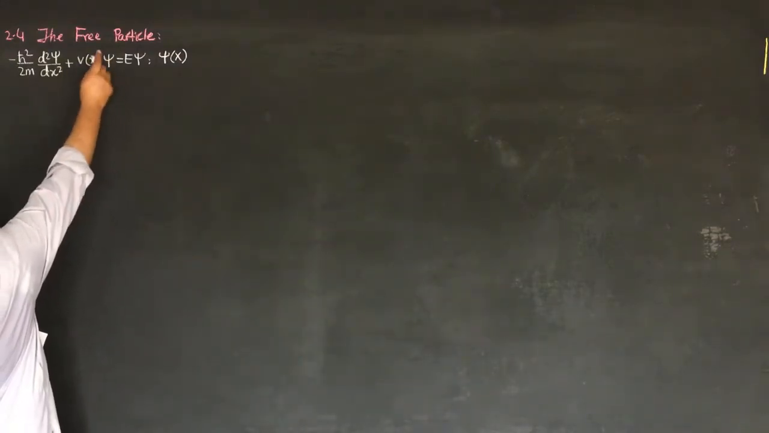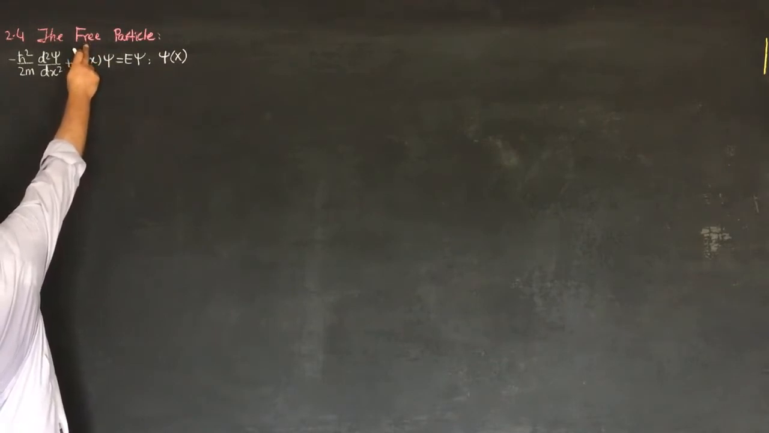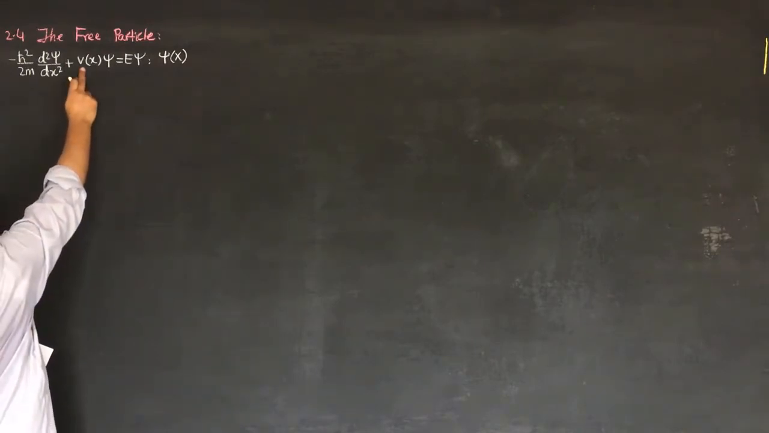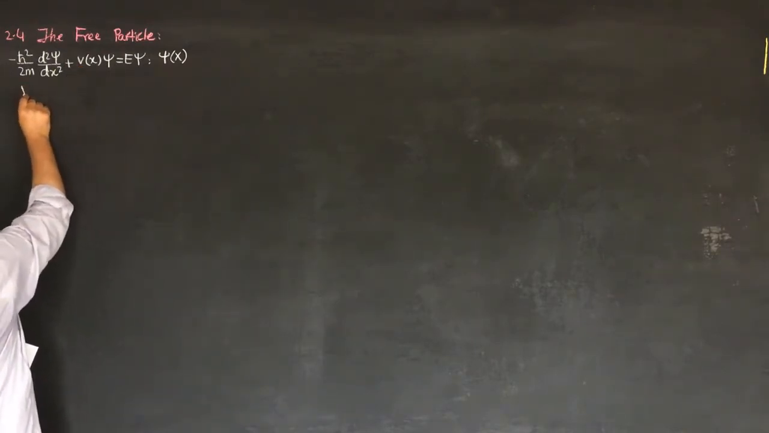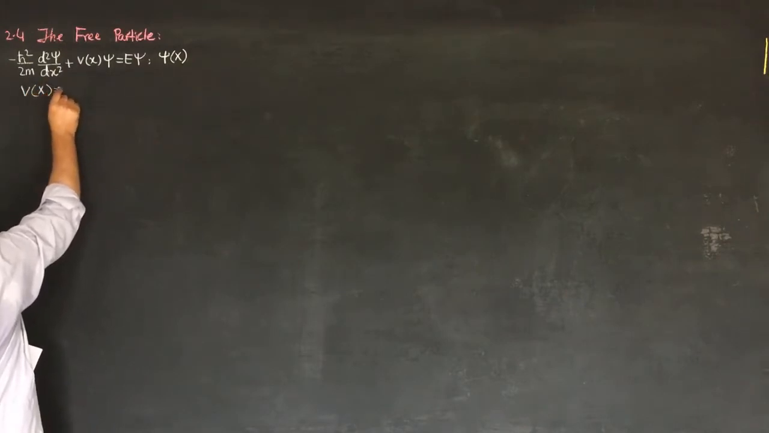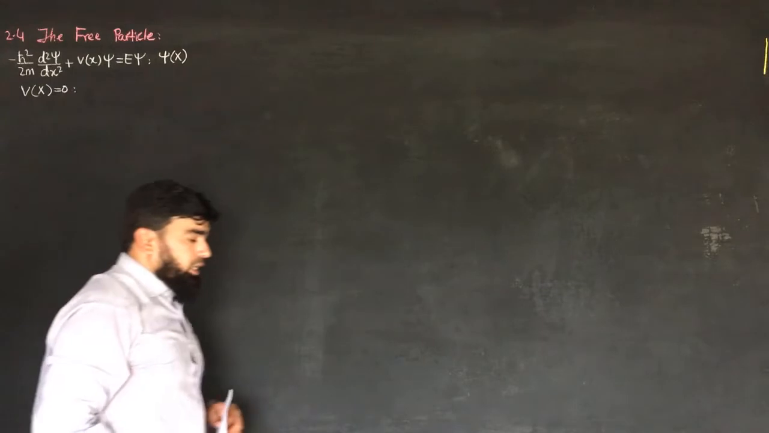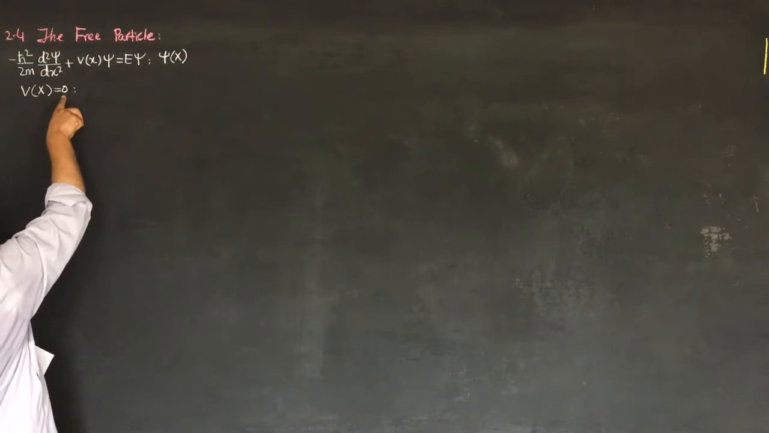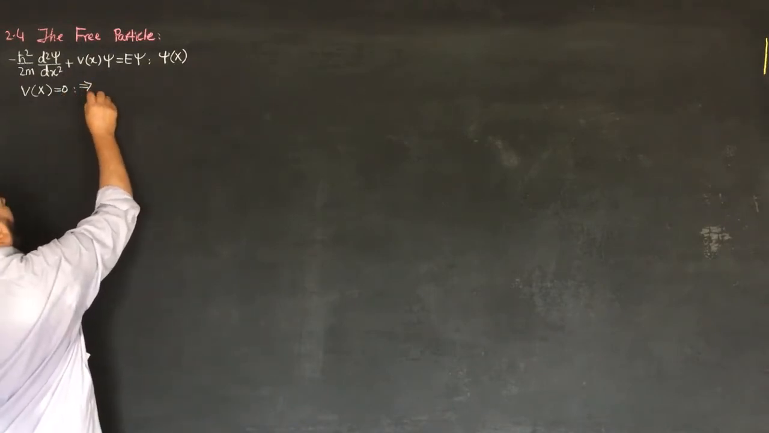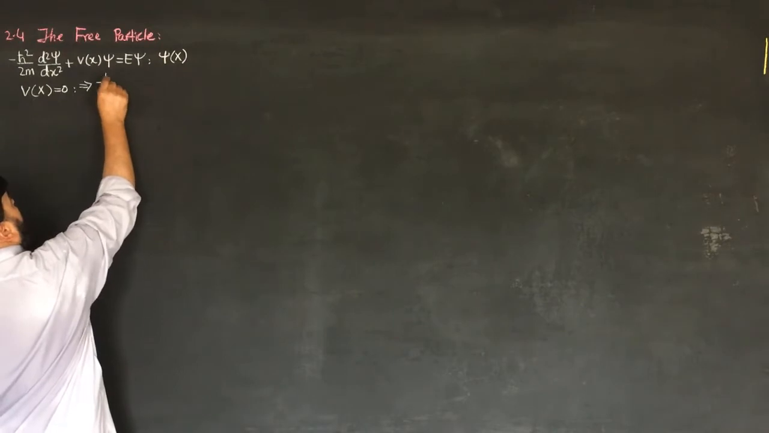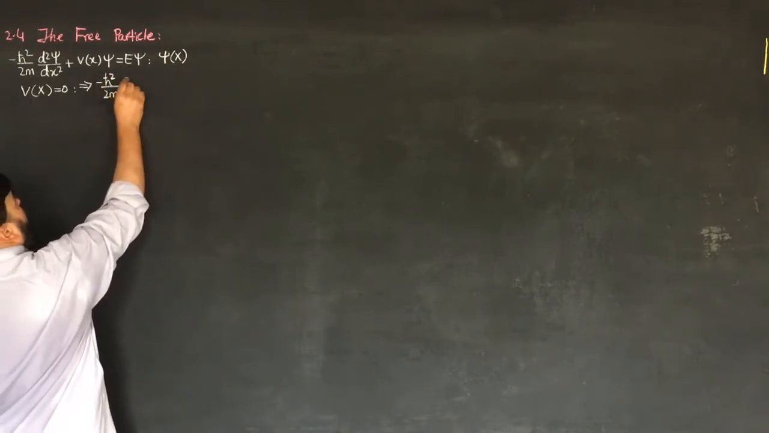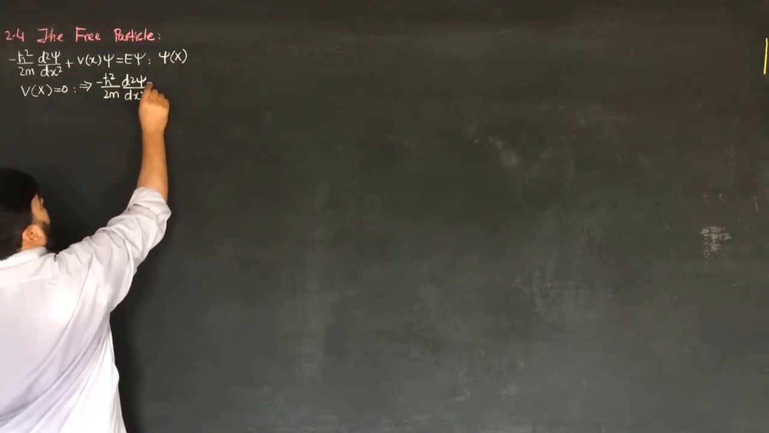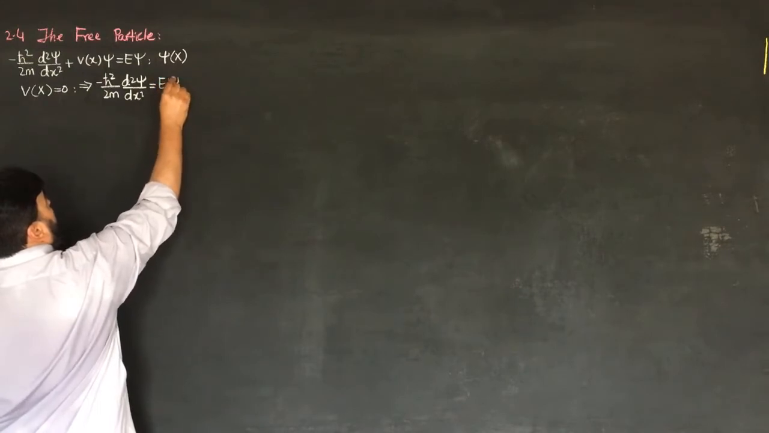So in a free particle, free means that it is not under any force, and force is a result of some potential. So when we say that the potential on the particle is zero, or the particle is under no force, then this potential is equal to zero, and our Schrödinger wave equation will become minus h bar square over 2m d square psi over dx square is equal to E psi.